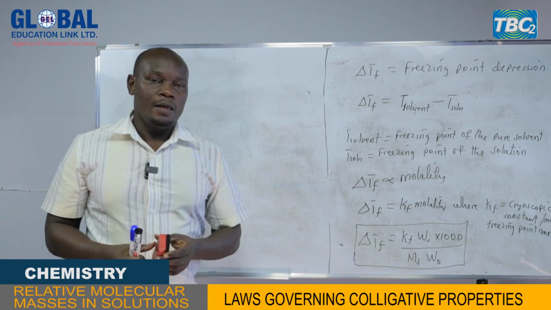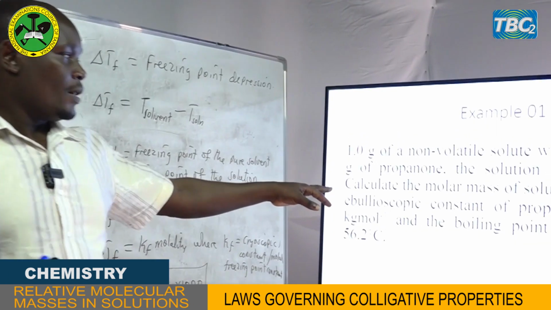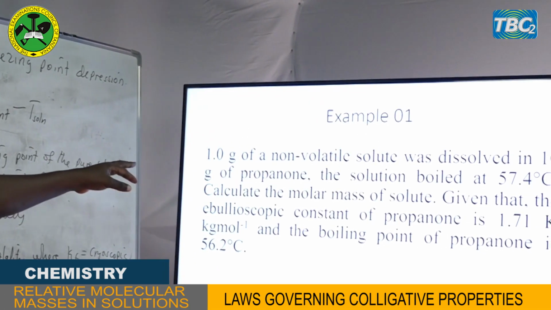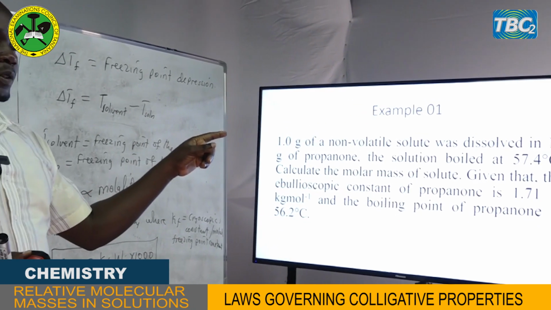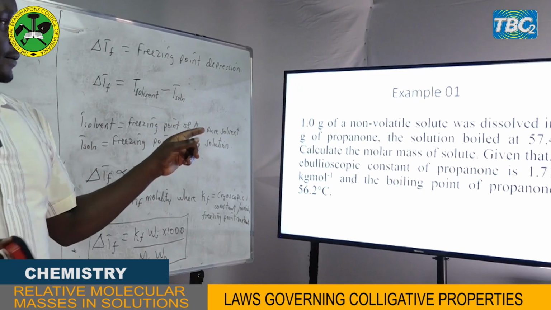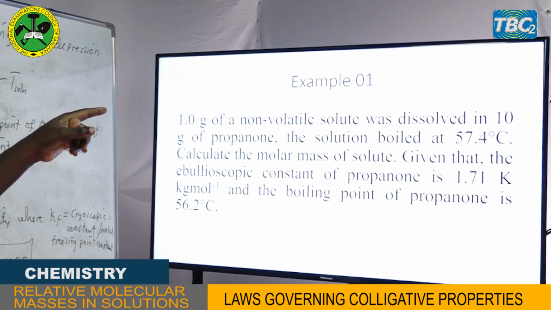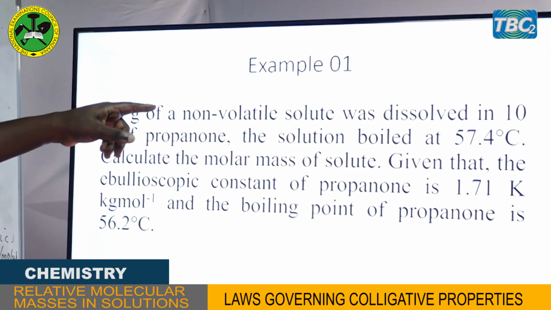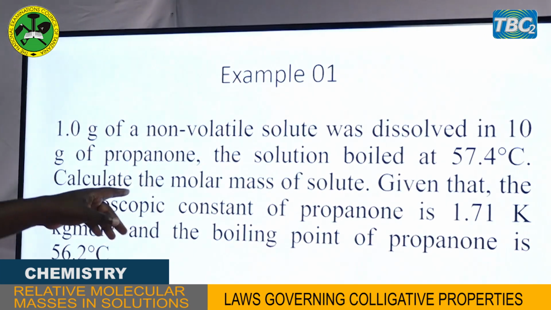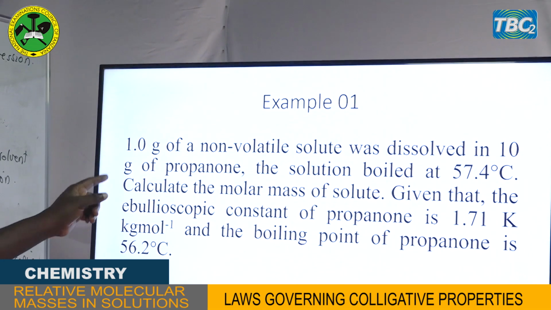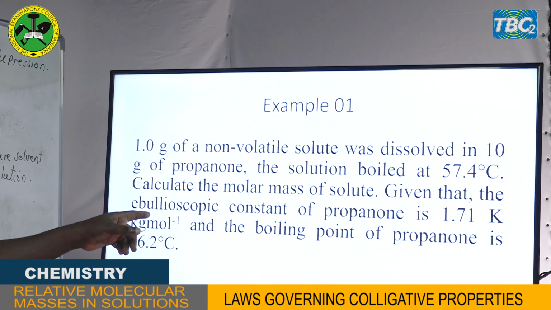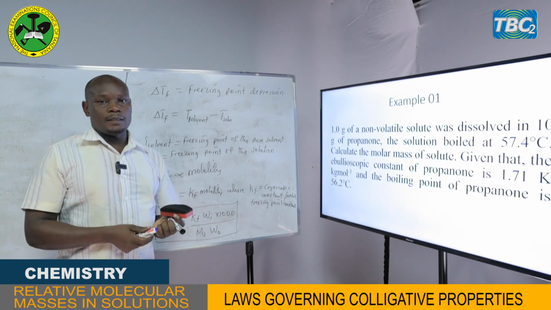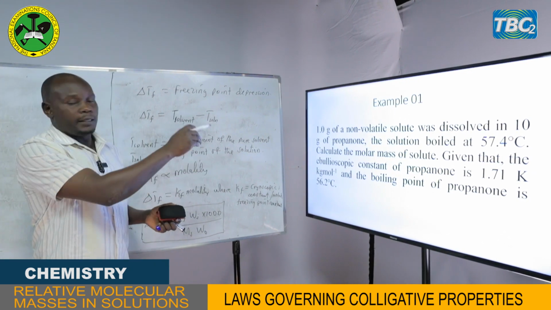The first example, as you can see there, is about boiling point elevation. The example states that 1.0 gram of non-volatile solute was dissolved in 10 gram of propanone. The solution boiled at 57.4 degrees centigrade. You are asked to calculate the molar mass of the solute, given that the ebullioscopic constant of propanone is 1.71 Kelvin kilogram per mole, and the boiling point of propanone is 56.2 degrees centigrade. Now, in answering such a question, first you have to start with the data given.